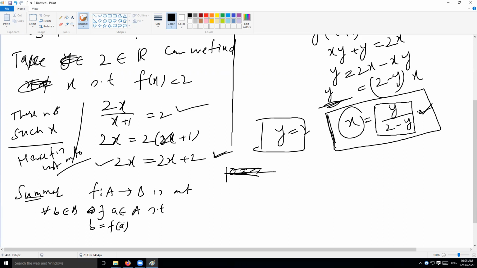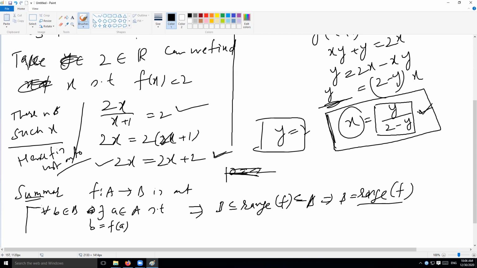ठीक है. मगर इससे onto कैसे साबित होगा? इससे onto इसलिए साबित हो जाएगा because this is going to imply that B is a subset of range of f. ठीक है. Or range is always a subset of B. So therefore B is equal to range of f. And hence this is what is the definition of function onto. This is not the definition of the function onto. This is a sufficient condition to prove that a given function is onto.